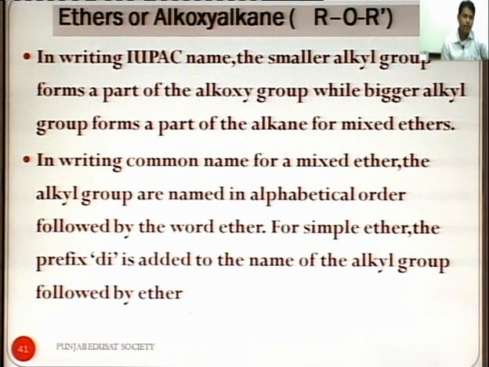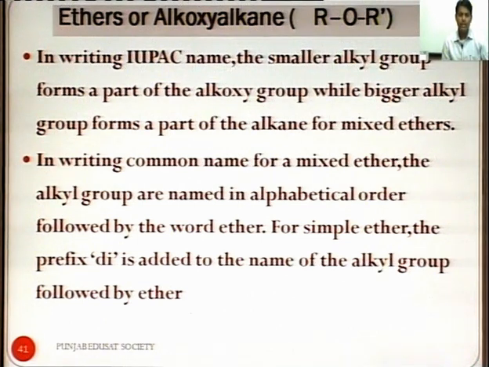In writing the IUPAC name, the smaller alkyl group forms a part of the alkoxy group, while the bigger alkyl group forms a part of the alkane or mixed ether. That is, the group with fewer carbon numbers is attached with O and makes oxy. In writing the common name for a mixed ether, the alkyl groups are named in alphabetical order followed by the word ether.